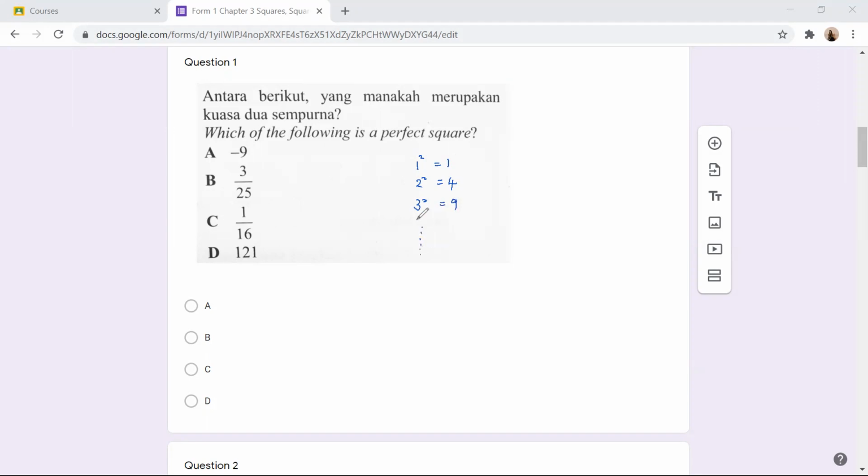And it will be good if you can memorize the perfect square table from 1 squared up to 20 squared, which is 400. With this table, it will help you to solve a lot of perfect square questions. So first of all, the negative is definitely out, and since a perfect square is the square of another whole number, any fraction will not be our answer. So the only answer will be D. Okay, now let's continue with question number 2.